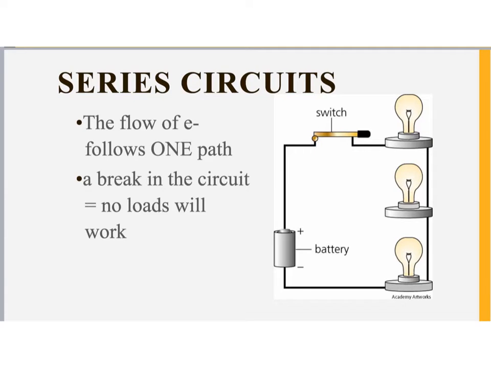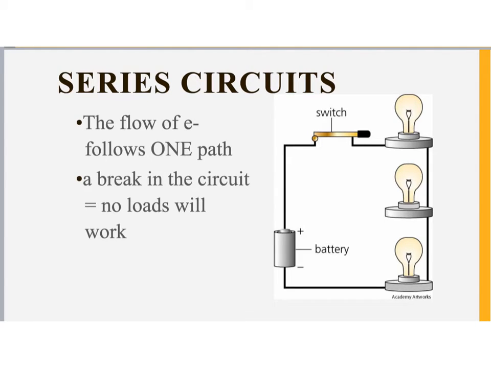Here we have an example of a series circuit. So in a series circuit, the electrons only flow in one path. And remember, the wires are the conductors that provide the path for the electrons to flow. If there was a break in the circuit, then none of the loads would work.